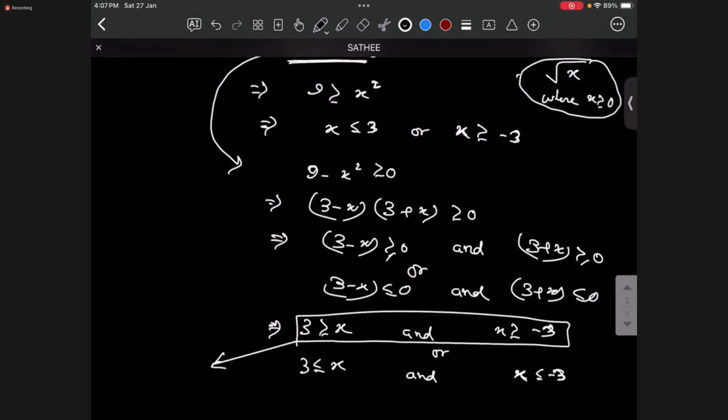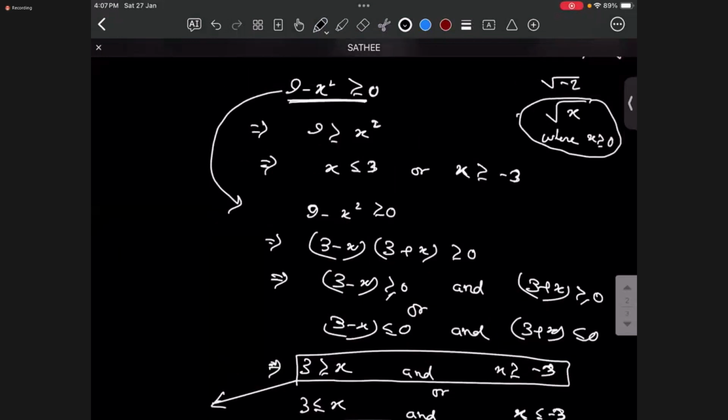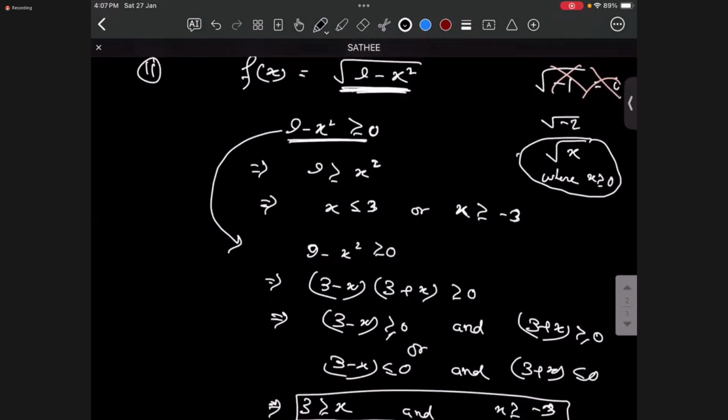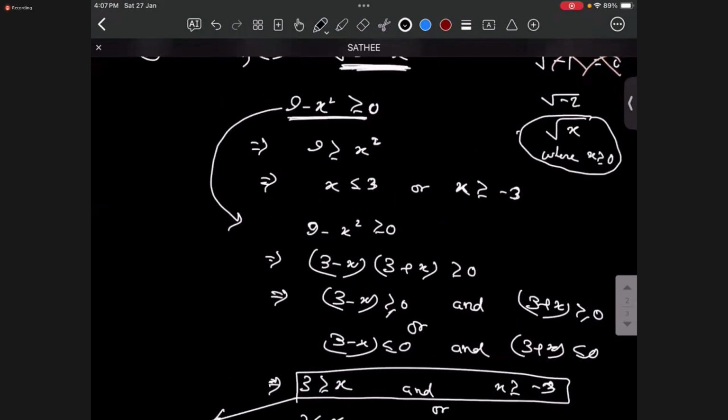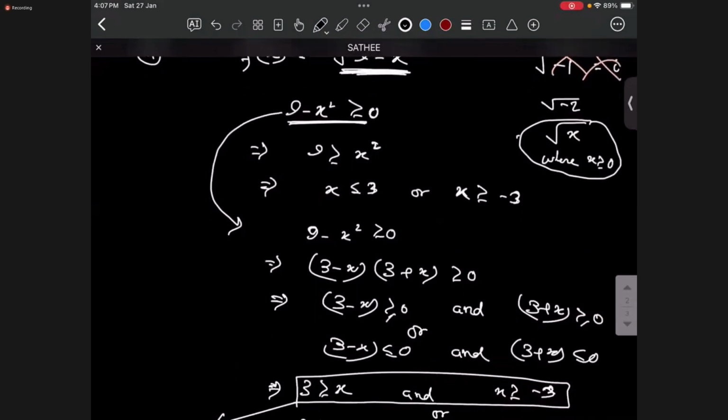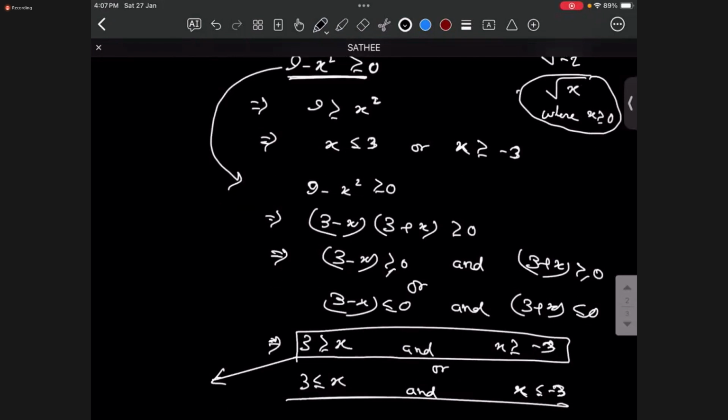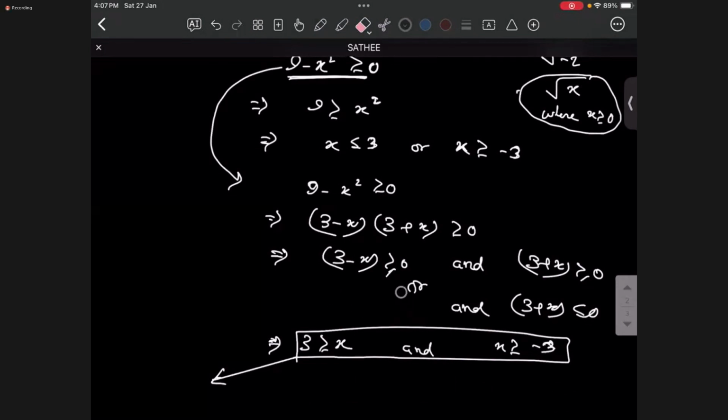So okay, let us check with this domain once. If I take some x greater than or equal to 3, then x square minus 9, should this be greater than 0? Okay, if I take x greater than or equal to 3, then it will not be greater than 0. So we can't take this part. So only the upper part is left.